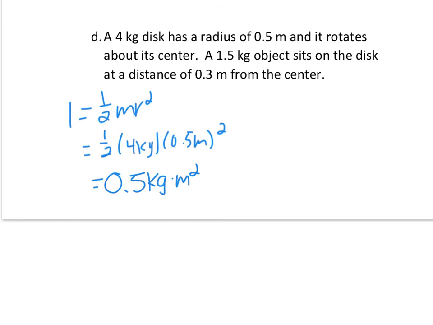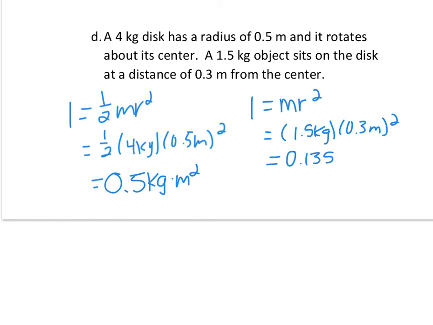Now I need to look at the moment of inertia for the object sitting on the disc, so that would just be a point mass. So for a point mass, I equals mr squared. This equals 1.5 kilograms times 0.3 meters squared. So 0.135 kilogram meters squared. We're looking for the total moment of inertia.